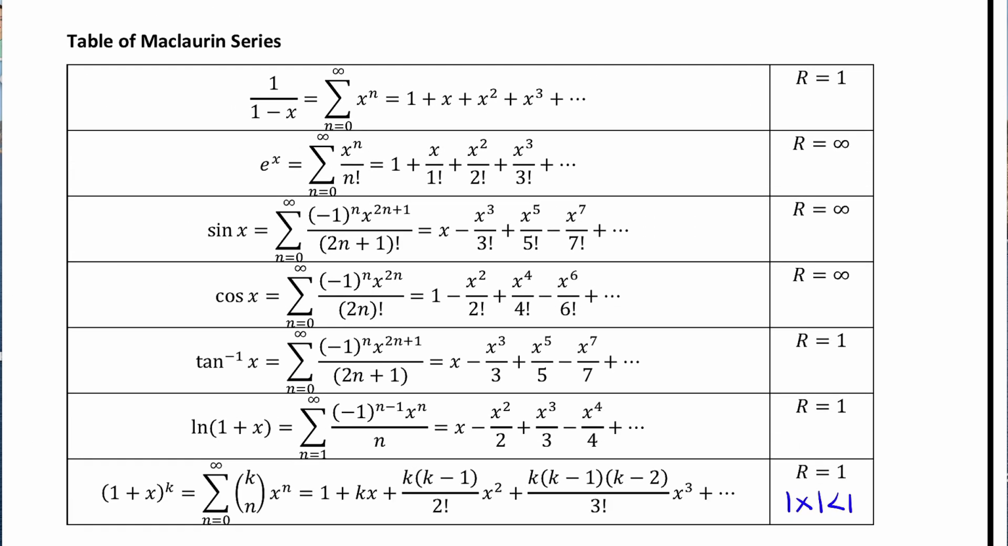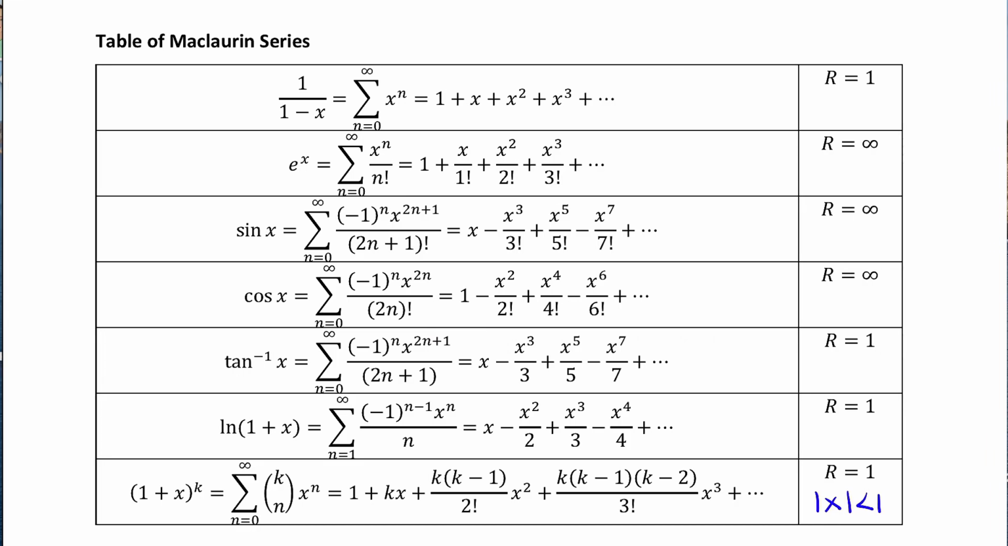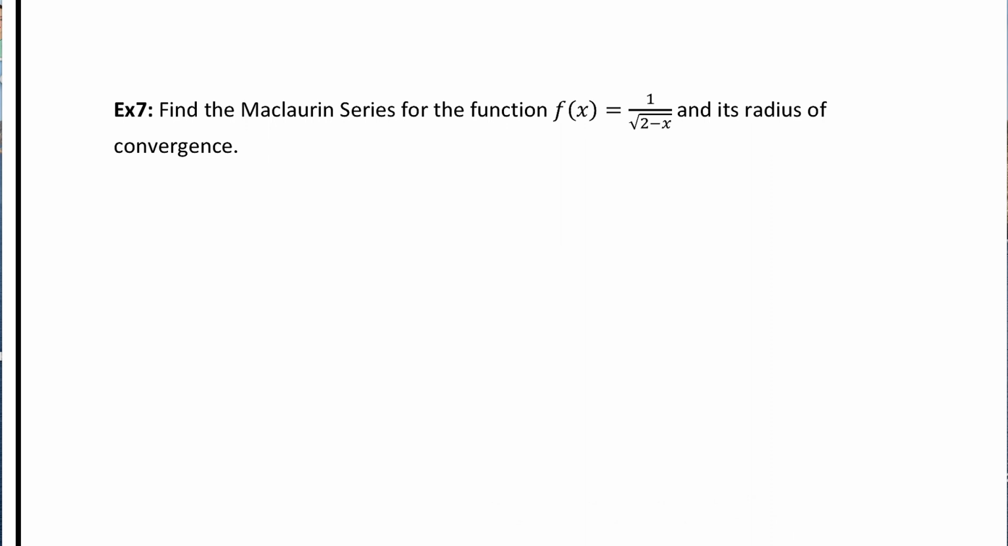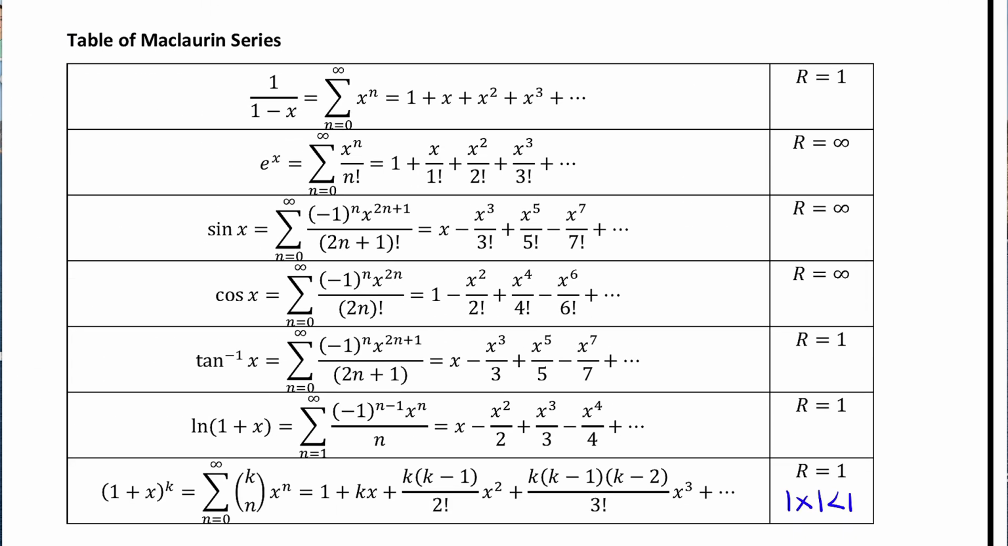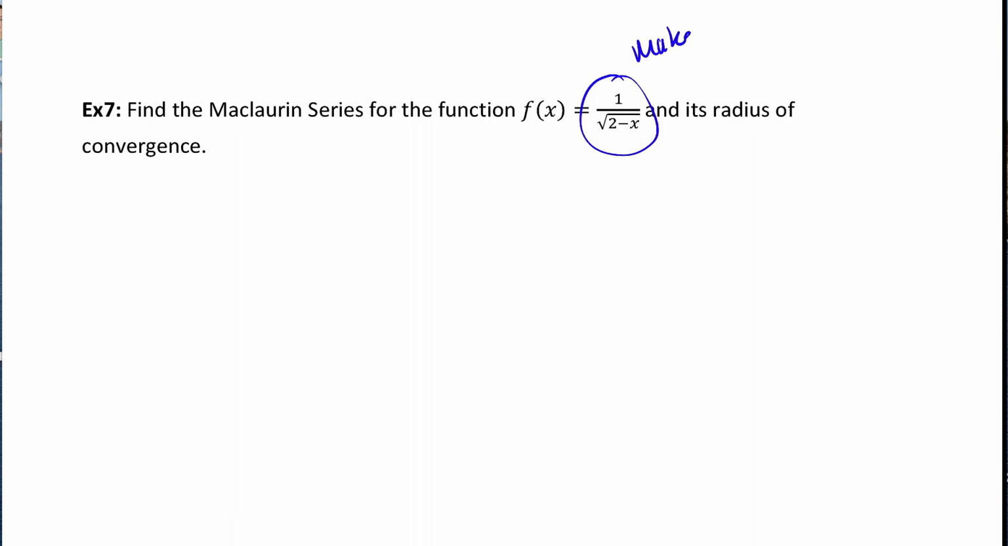There it is, right? So out of everything we have, the only thing that looks somewhat similar to 1 over root of 2 minus x is the last one, 1 plus x to the kth power. Make this look like 1 plus something to a power that is a real number, okay? So I'm going to take my 1 over root of 2 minus x, and I'm going to take care first of writing that bottom as 1 plus something, okay?